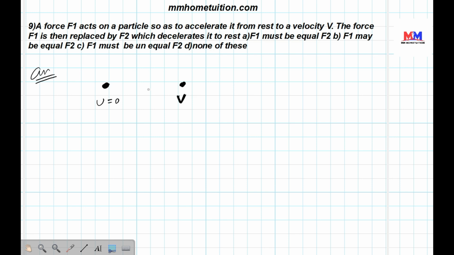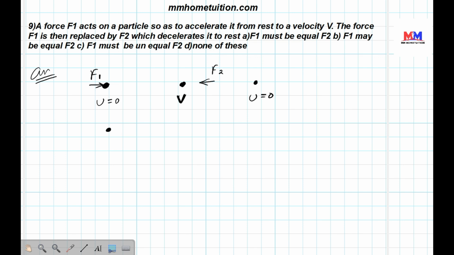So when force F1 acts on the body, the force F1 is replaced by F2, which decelerates it to rest. Force F1 is replaced by F2 which causes it to be at rest. The final speed is 0.